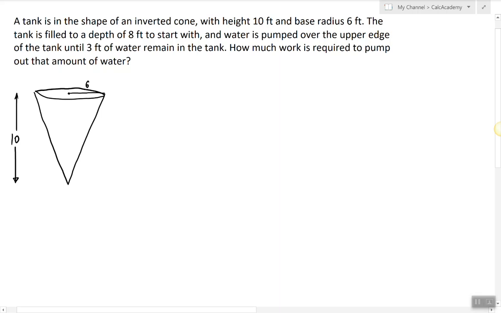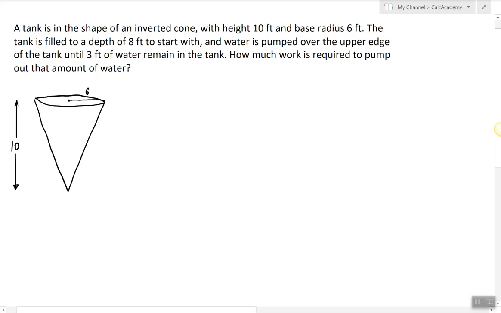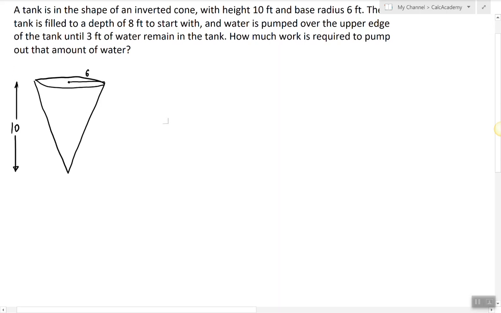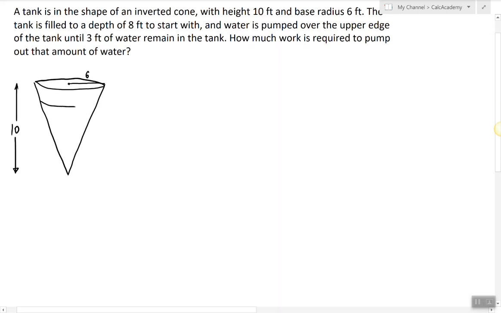And the tank is filled to a depth of 8 feet. So the initial level is at 8 feet. And water is pumped over the upper edge of the tank until 3 feet of water remain in the tank. So we're going to this level. And how much work is required to pump out that amount of water.